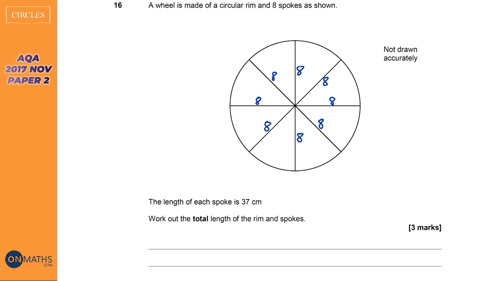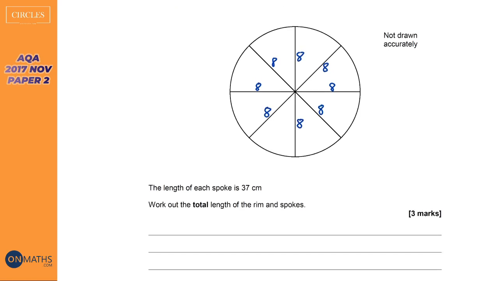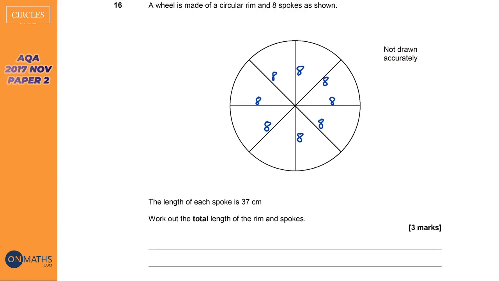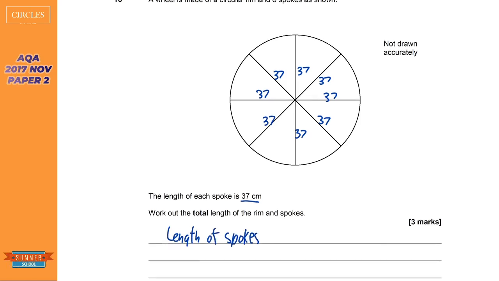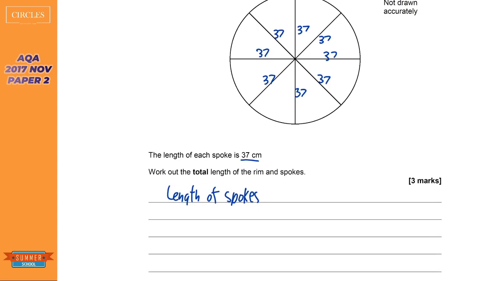So to find the length of the spokes, because we're looking for the total length of everything, all we need to do is do 8, or in fact those aren't 8, they're 37. Read the question. Each of those is 37, not 8. So to find the total length of the spokes, it's just going to be 8 times 37. Length of spokes. And always write down for the examiner what it is you're working out.